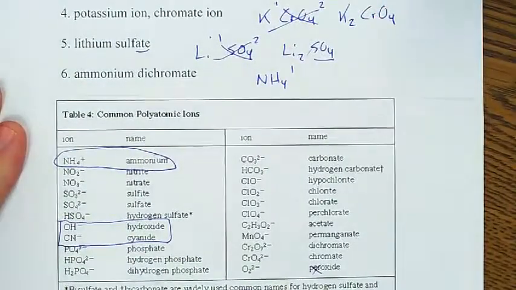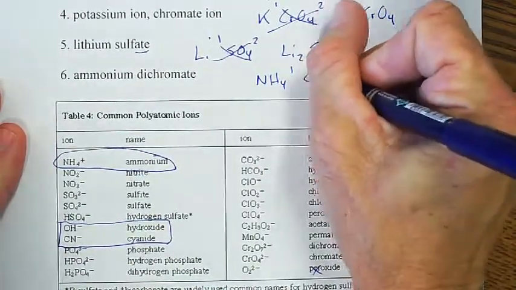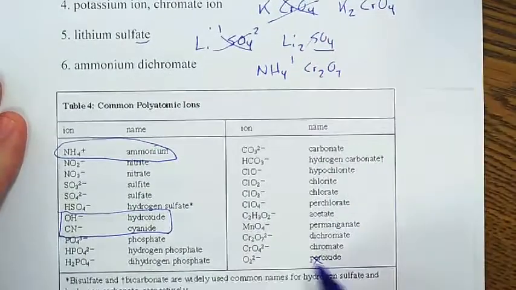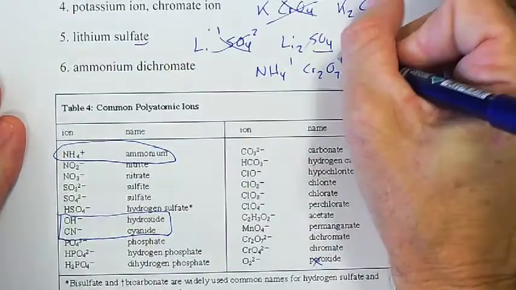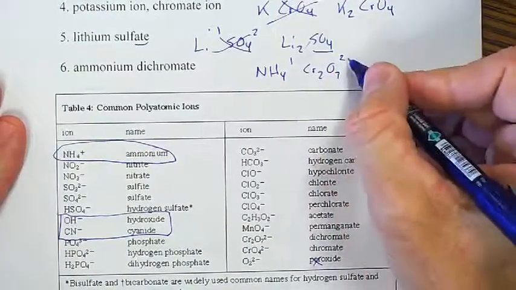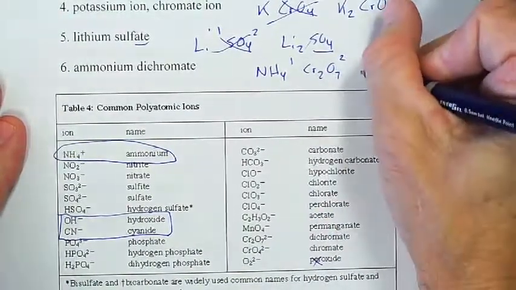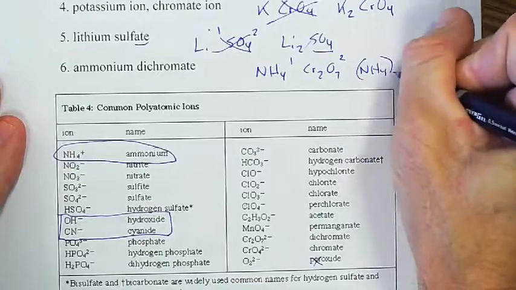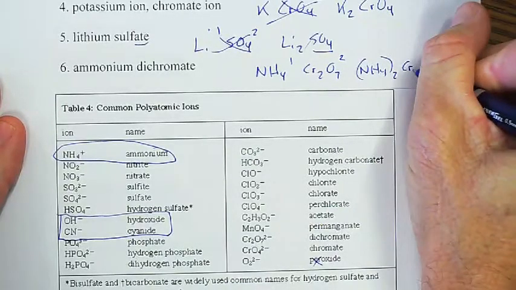It can be listed first. It acts like a metal. Dichromate, Cr2O7. Look it up. There's dichromate. Its charge is 2. Don't need to put that in parentheses, but we're bringing a number down larger than 1 below NH4. So NH4 parentheses 2, Cr2O7.